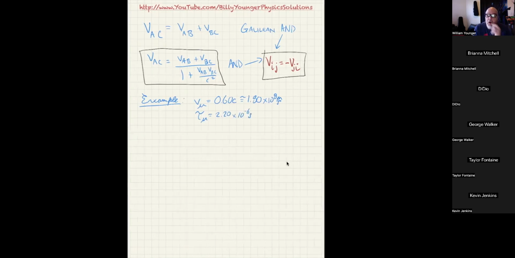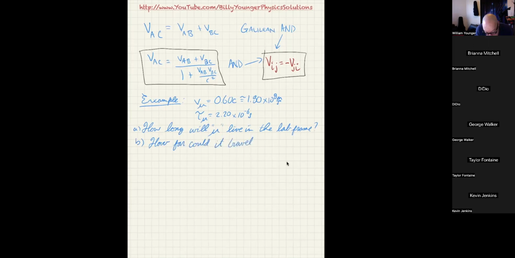So that's the lifetime. What I want to find is how long it lives in the laboratory frame. So how long will the mu particle, the muon, live in the lab frame? That's A. And part B, how far could it travel? Okay, so here's our solution.